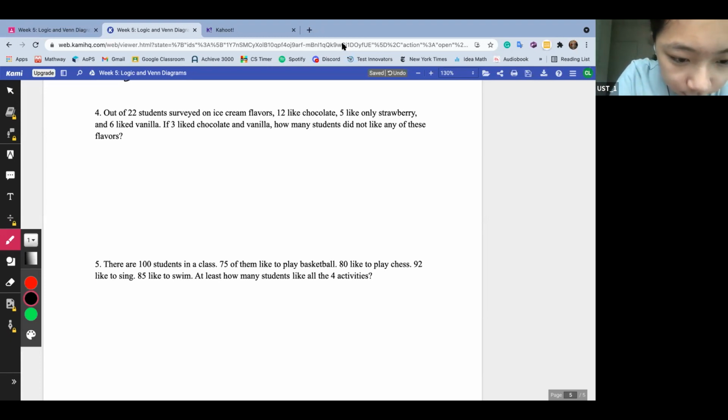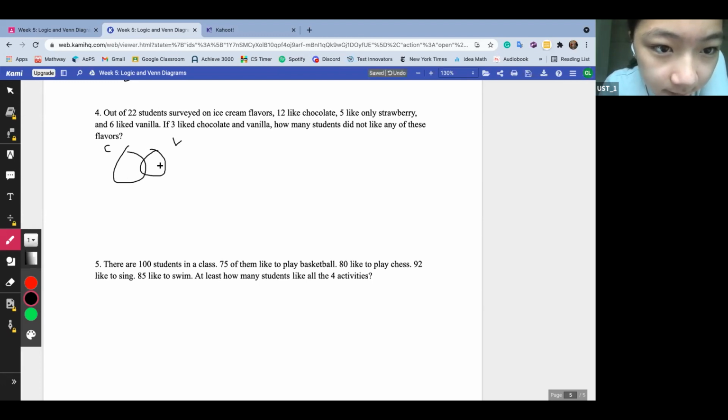So here there's 3. So if 12 like chocolate and 6 like vanilla, then that means, hold on. So here, this is going to be chocolate. This is vanilla. So there's 12 here and 6 here and 3 in the middle. Which means that there's going to be 3 who only like vanilla and 9 who only like chocolate.